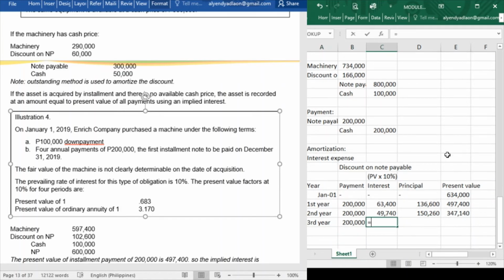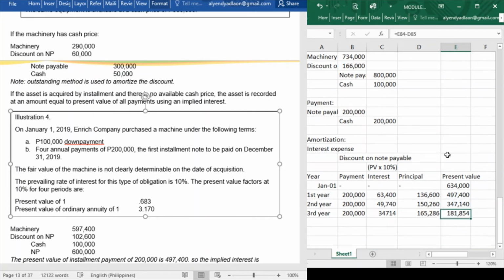Okay, the interest is 347,140 times 10%. We get 34,714. For the principal, 200,000 minus 34,714, that is 165,286. For the present value, previous present value minus the principal, so we have 181,854. We still have the fourth year since this is 5 years. Oh, sorry, this is 4 years. So, this is the last one, 200,000.